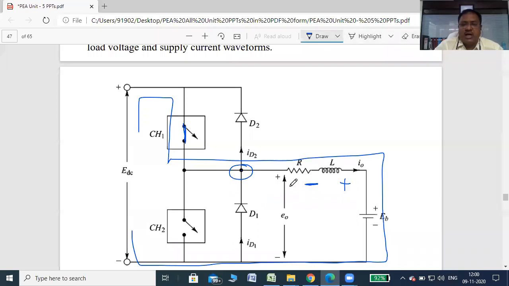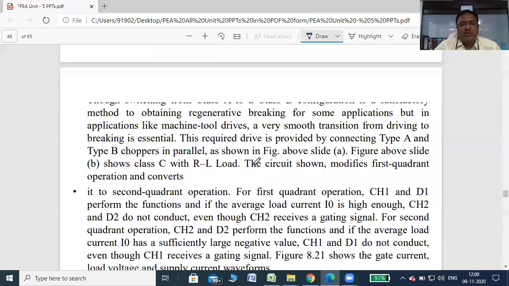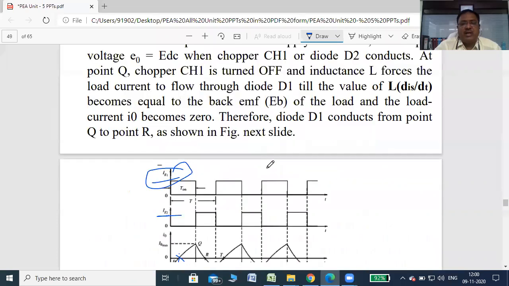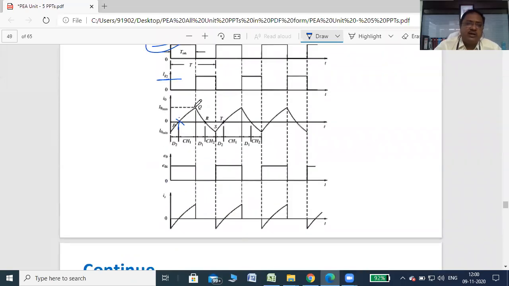Okay, so current starts to flow from L to the back EMF of the motor, then T1, then R, and back to the L. Okay, so current is still positive, but the current is reducing. See here, the current is still positive, but it reduces up to the point R.